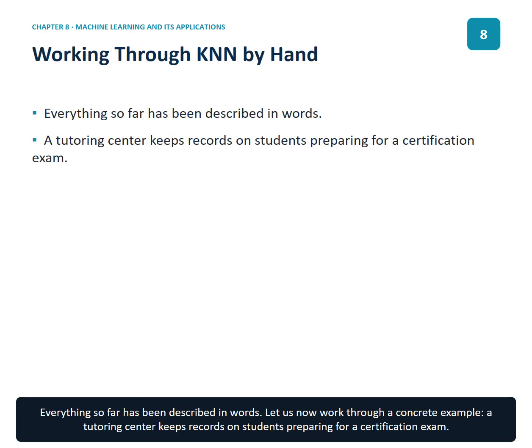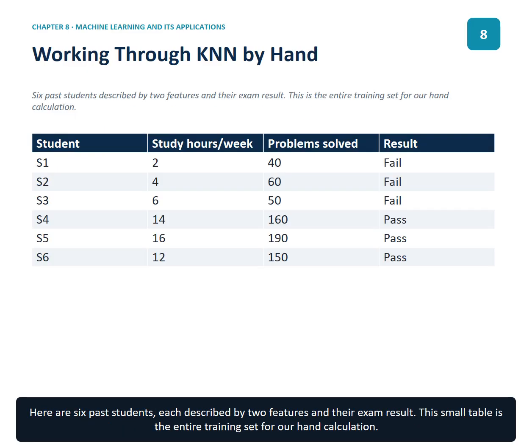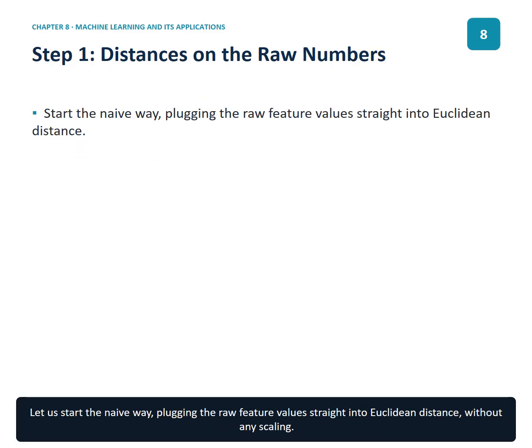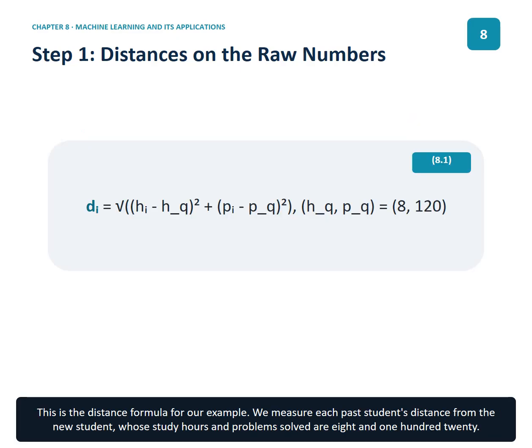Everything so far has been described in words. Let us now work through a concrete example. A tutoring center keeps records on students preparing for a certification exam. Here are 6 past students, each described by 2 features and their exam result. This small table is the entire training set for our hand calculation. Let us start the naive way, plugging the raw feature values straight into Euclidean distance without any scaling. This is the distance formula for our example.